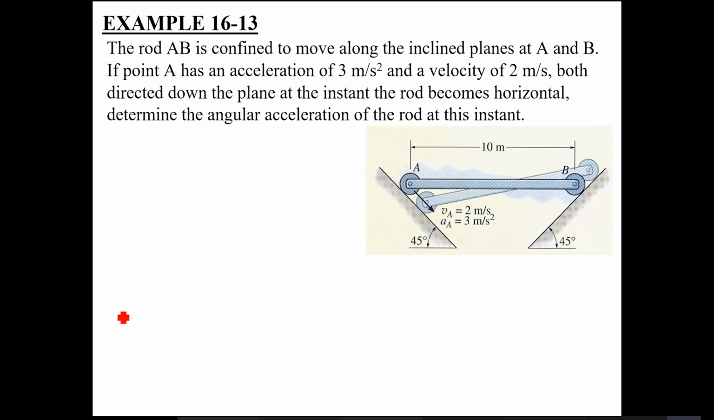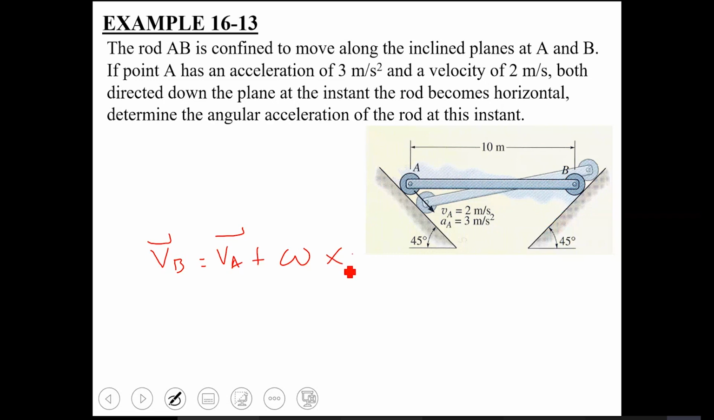So in order to apply the relative velocity equation, which point will we make the base point? Point A. So our equation would become VB equal to VA plus omega cross r. Here omega is going to be omega AB of this connecting rod, and the relative position is the relative position of B with respect to A.